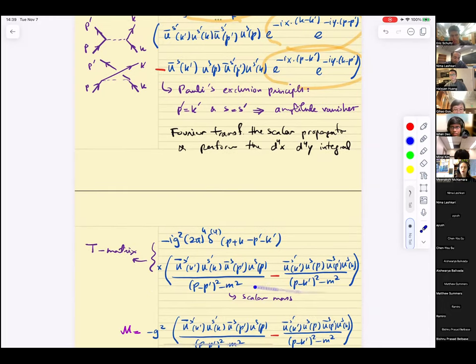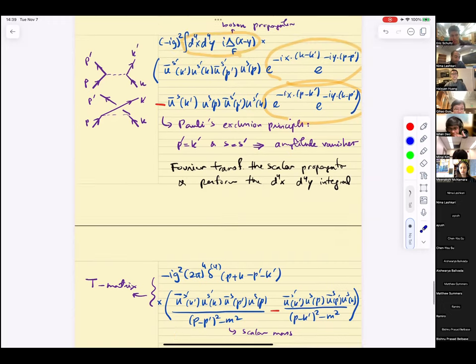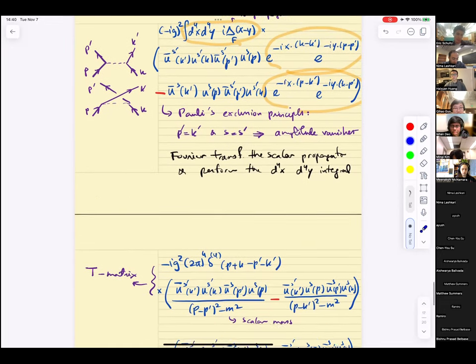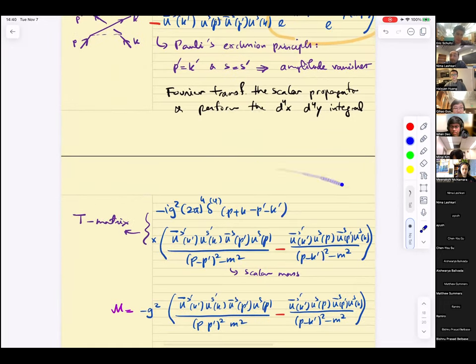What did I compute here? This is the T matrix, right? Recall the S matrix was 1 plus iT, right? I already wrote this expression. When I expand e to the minus i integral V_int, there's the 1. I just dropped that term and wrote the first non-trivial term. That's why it's iT. I'm computing the iT, right? So this is the T matrix.